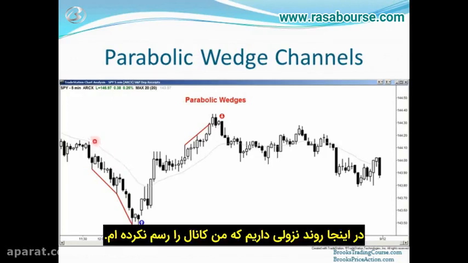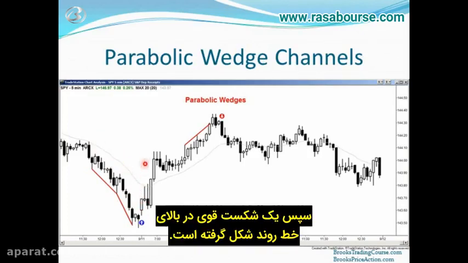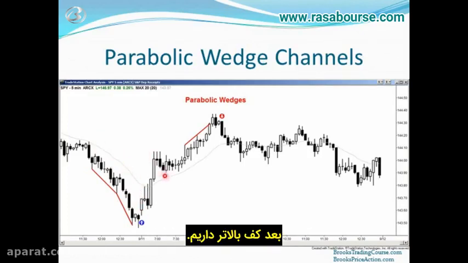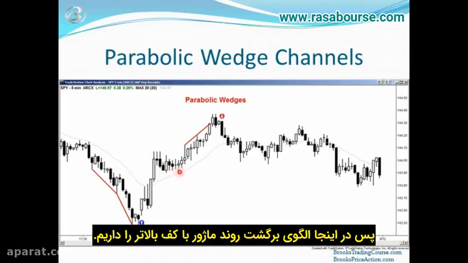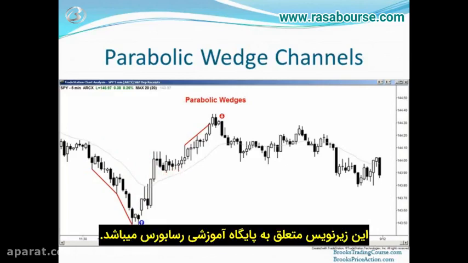By the way, we have a bear trend. I did not draw the channel or the trend line. We have a strong breakout above the trend line, and then we have a higher low. So this right here is a higher low major trend reversal.